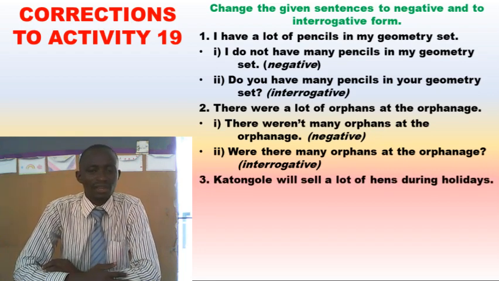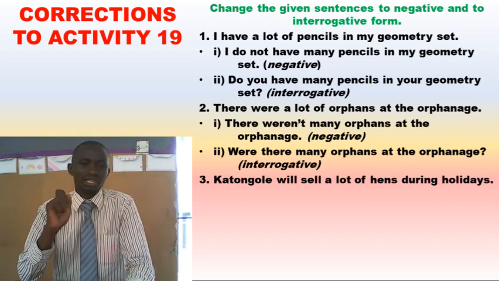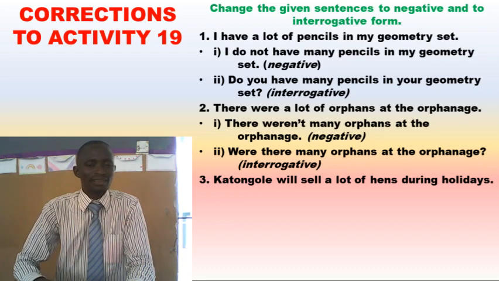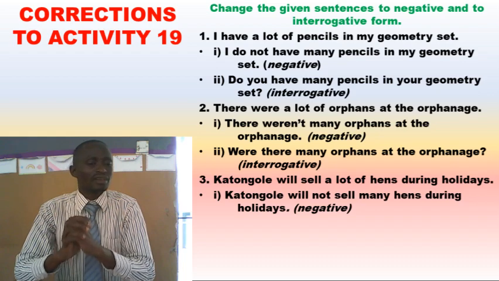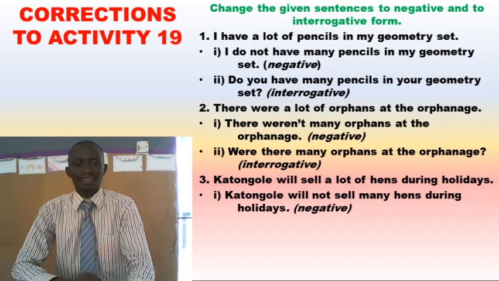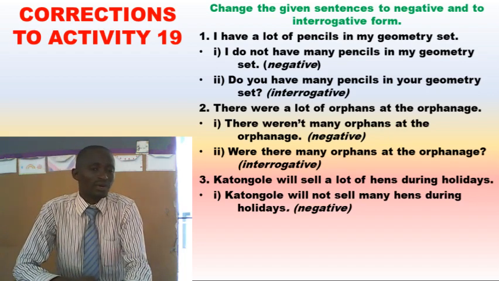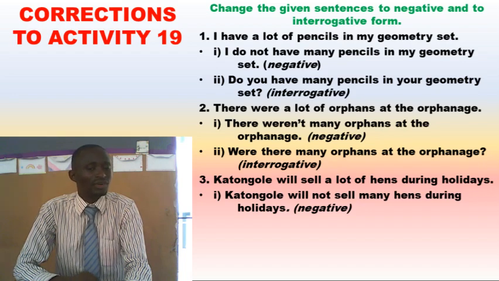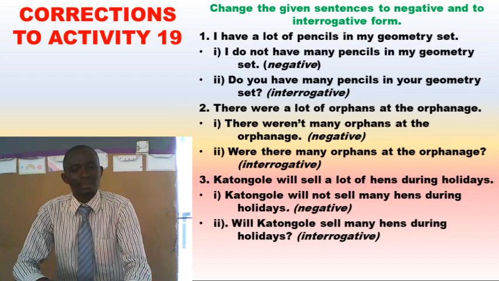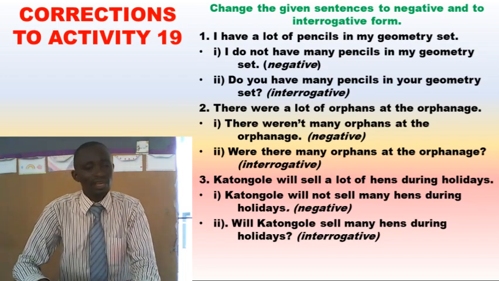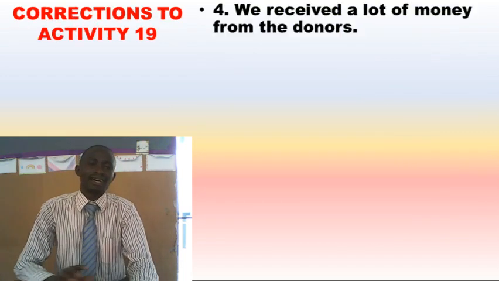Katongole will sell a lot of hens during holidays. A lot of hens, a lot of will change to many. And so the answer will be, Katongole will not sell many hens during holidays. That is the answer. In an interrogative form, we can say, will Katongole sell many hens during holidays? One can also say, won't Katongole sell many hens during holidays? That is a sentence in an interrogative form.